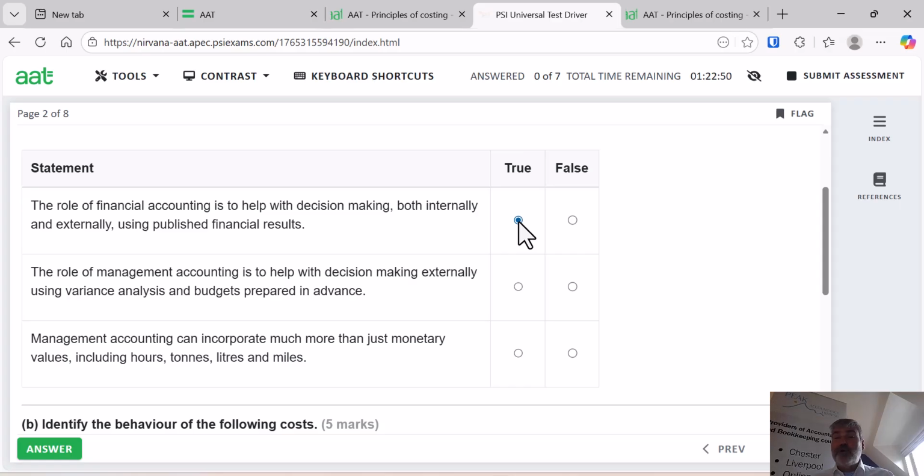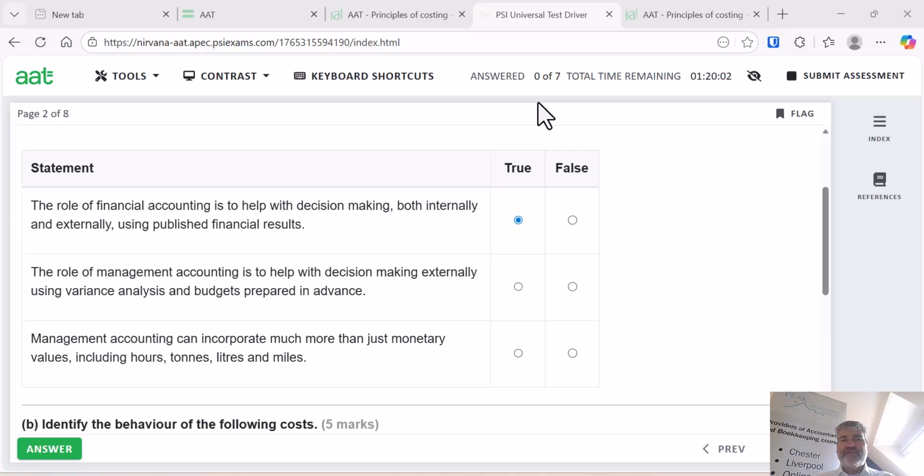And of course, they will be used by the management of the business as well to help them to see how well the business is performing and to help them to make decisions for the future. It's not just for external stakeholders.